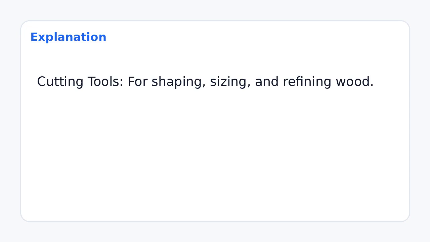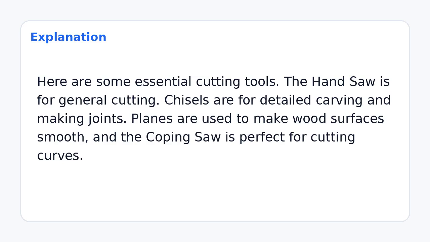Next, let's discuss cutting tools. Woodworking cutting tools are designed for the precise removal of wood material to shape, size, and refine wood pieces. Here are some essential cutting tools. The handsaw is for general cutting. Chisels are for detailed carving and making joints. Planes are used to make wood surfaces smooth, and the coping saw is perfect for cutting curves.